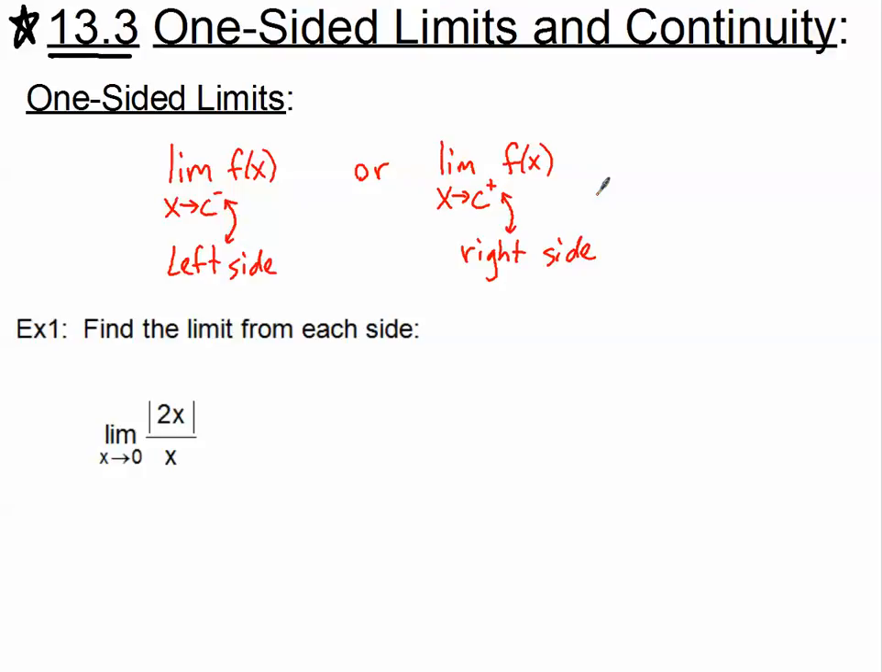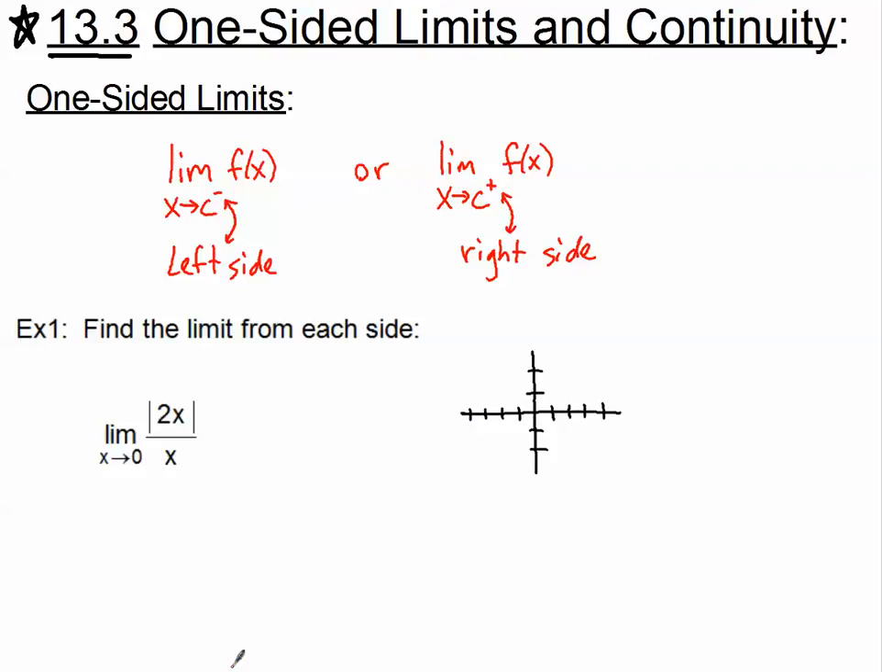Example number one, we've kind of seen a graph that looks like this before. I'd like to know what the limit as x approaches 0 of the absolute value of 2x divided by x is. Perhaps graphically this might make more sense, so I'm going to go ahead and sketch a quick graph of this. I'll put 1, 2, and 1, 2 down here. 1, 2, 3, 4, and 1, 2, 3, 4. Let's just do a quick sketch of this.